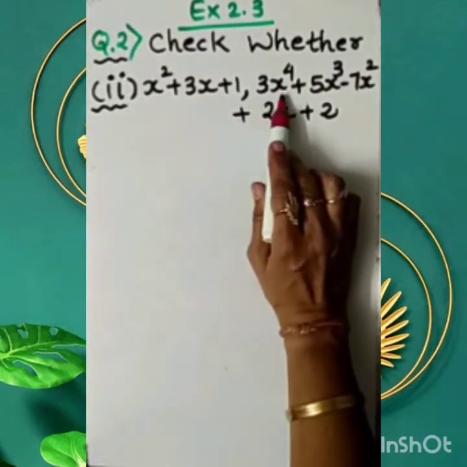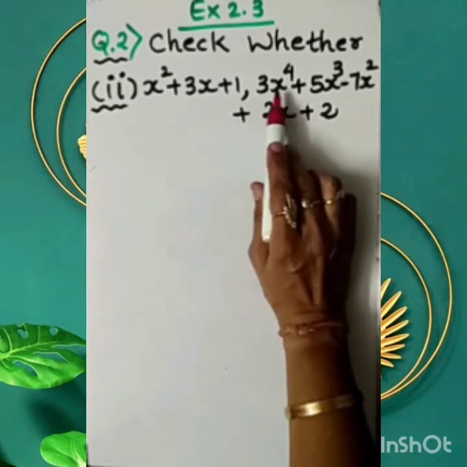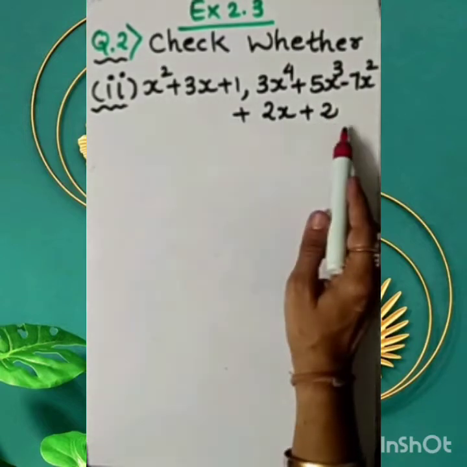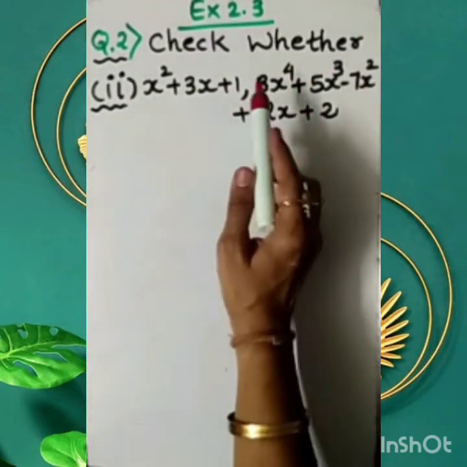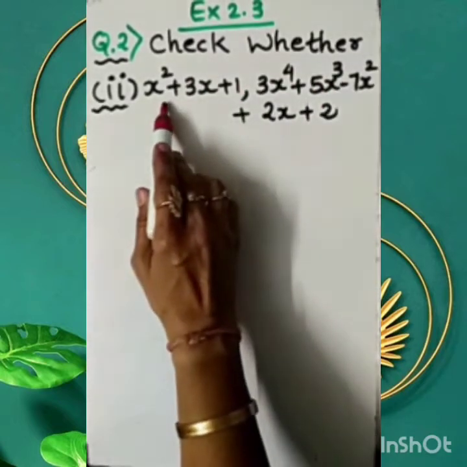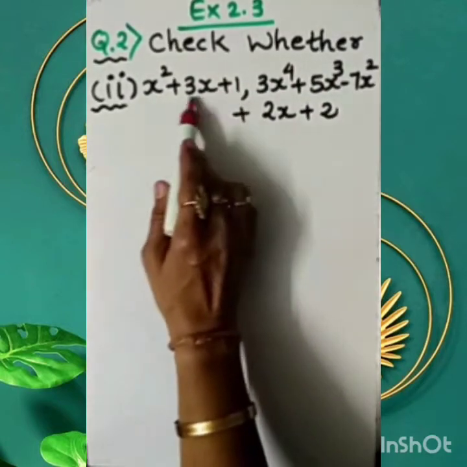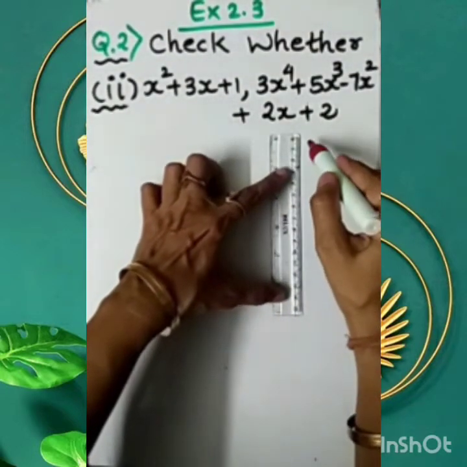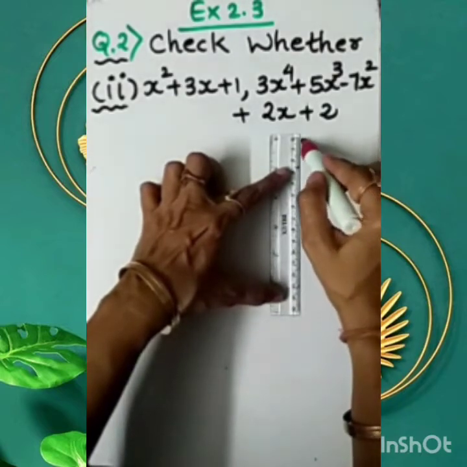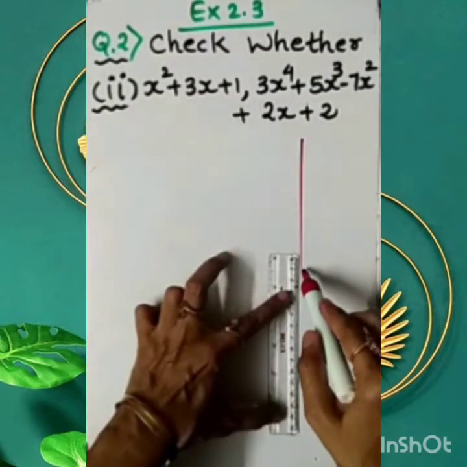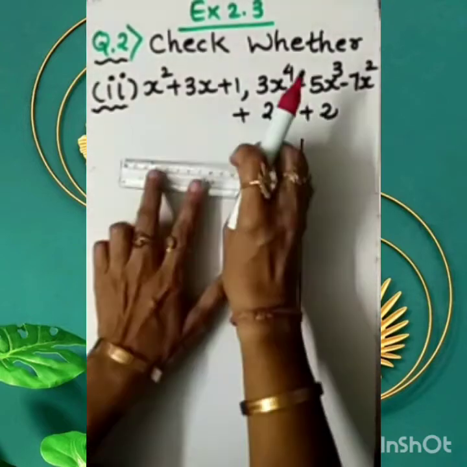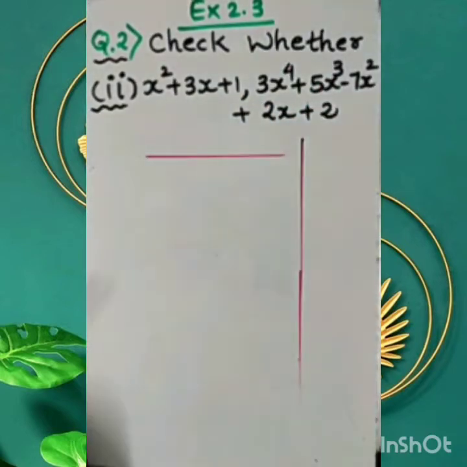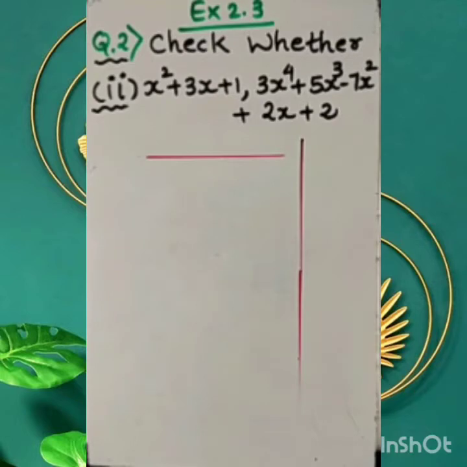Here the other polynomial is 3x to the power 4 plus 5x cube minus 7x square plus 2x plus 2. This is the polynomial which we are going to divide with the first polynomial. As this polynomial has 3 terms, that's why I called it a trinomial. So let's begin. It is quite easy. This time we are going to multiply with a trinomial, so be careful. Whatever we are given, carefully along with the proper sign, we need to mention it here. So dear student, let's begin.